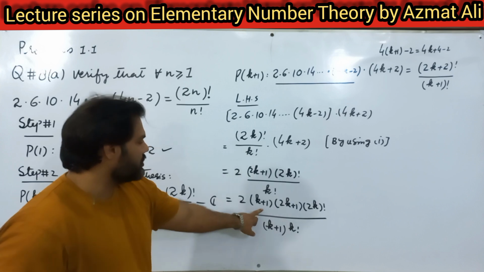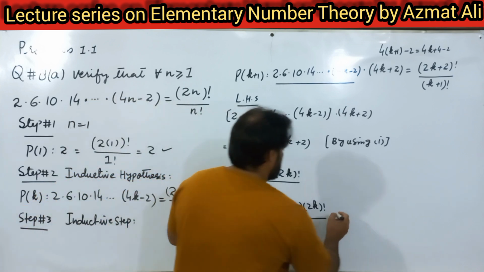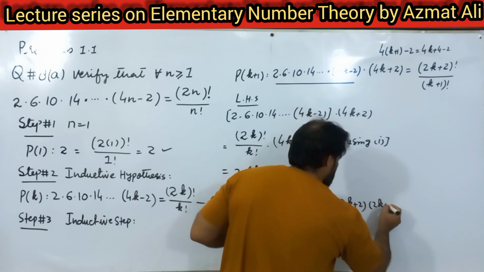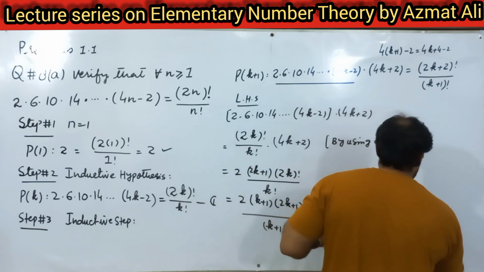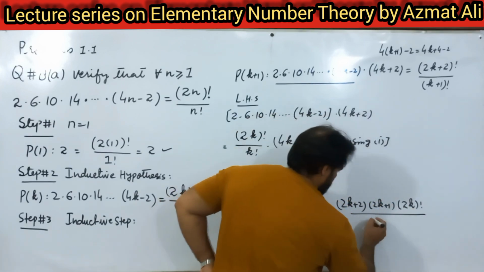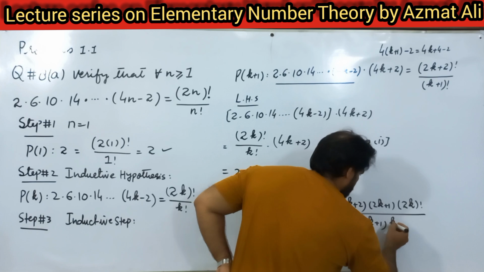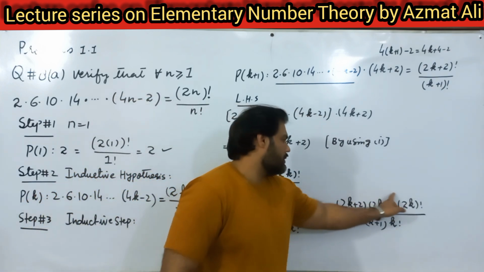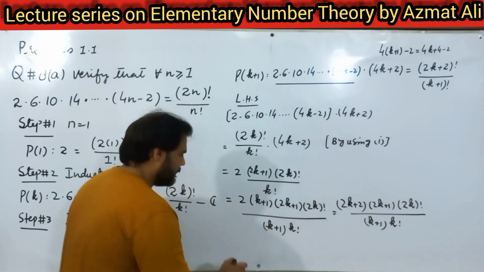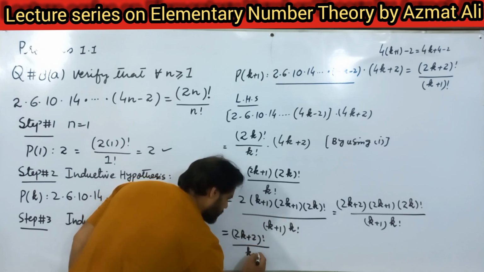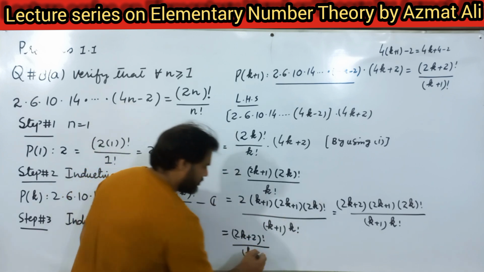Next, multiply 2 inside with k plus 1. This gives us 2k plus 2 into 2k plus 1 into 2k factorial over k plus 1 into k factorial. Now, the numerator can be enclosed by the factorial 2k plus 2 factorial, and the denominator is simply k plus 1 factorial. That we have to prove, which is equal to right hand side.